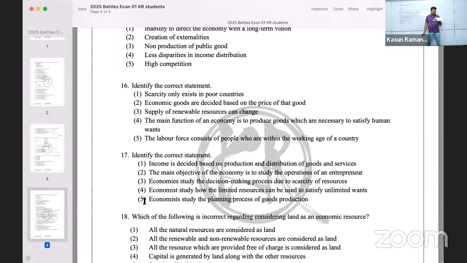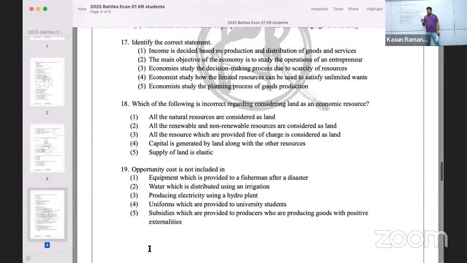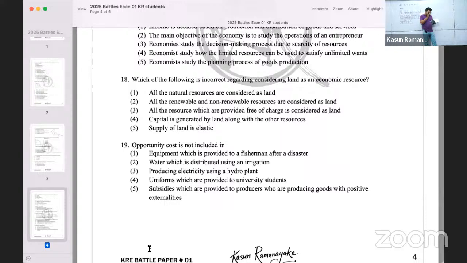Third one, all the resources which are provided free of charge are considered as land. That is incorrect. All the non-economic resources are free, no? But land is limited, unlike seawater, that is also land.